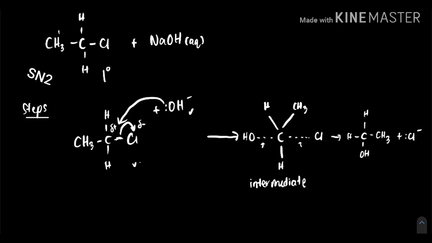The next step is basically to get the product, which is going to be CH3, CH2, OH. You can put the OH anywhere, it doesn't matter, plus the Cl minus. So you are going to get the alcohol, but the steps are different. For SN1 you will get a carbocation, but for SN2 you are going to get an intermediate. And that's the summary of the lesson.